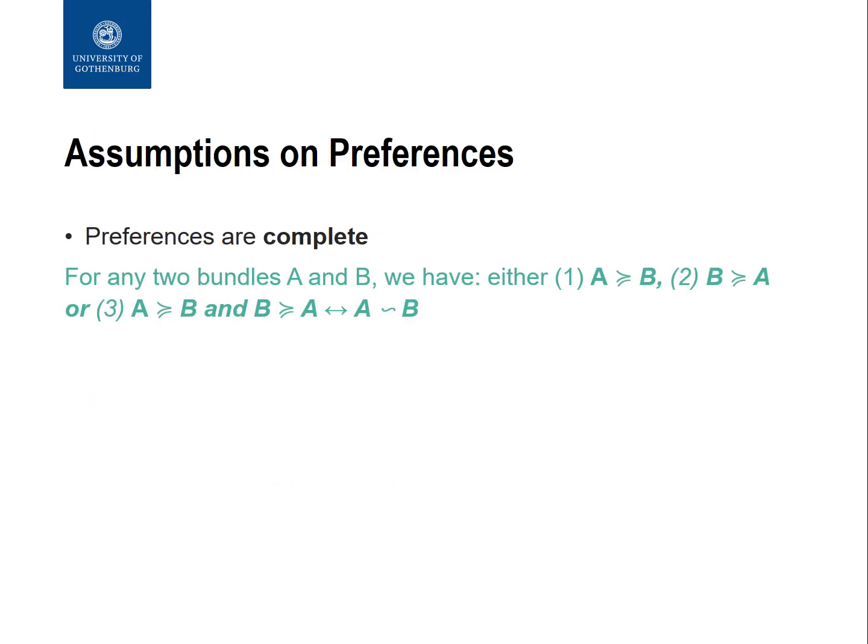Let's turn to the assumptions economists make on preferences. The first assumption is that preferences are complete. That means that a consumer can compare any two bundles. So either A is preferred to B, or B is preferred to A, or A and B are indifferent to the consumer.